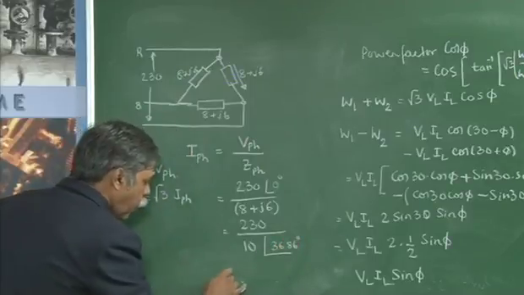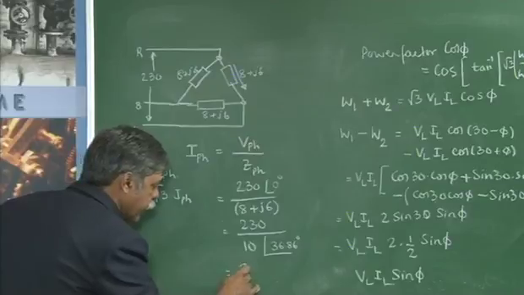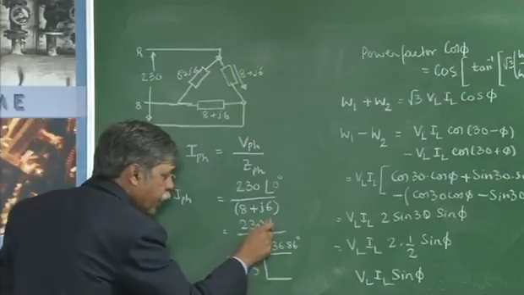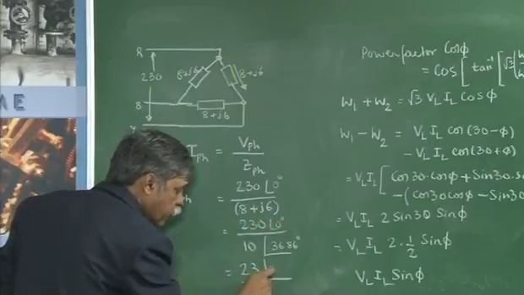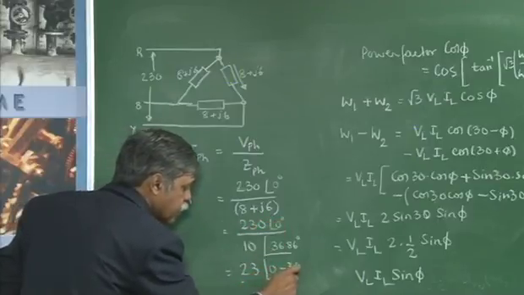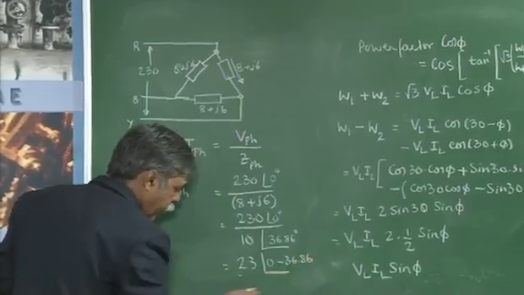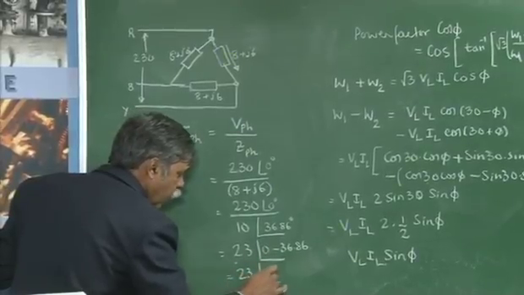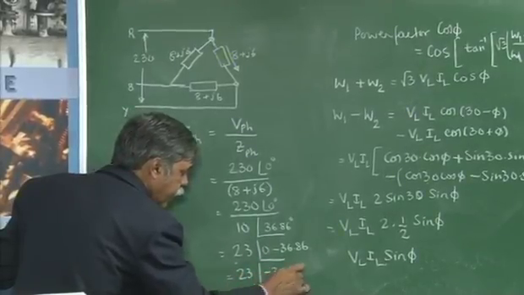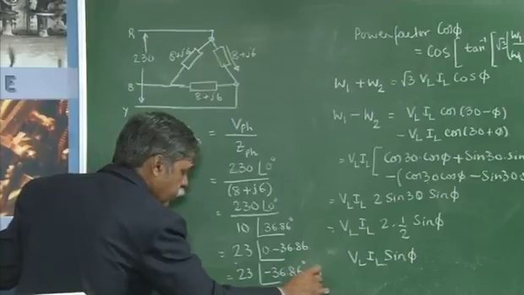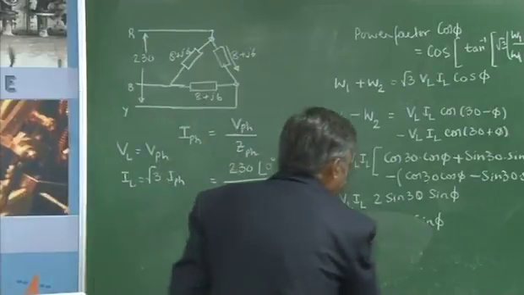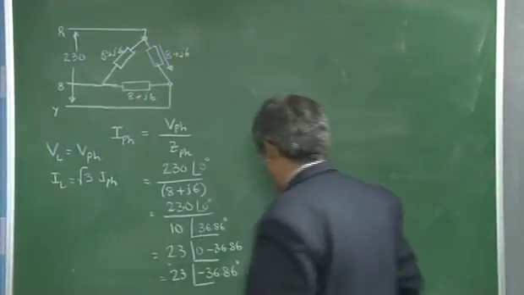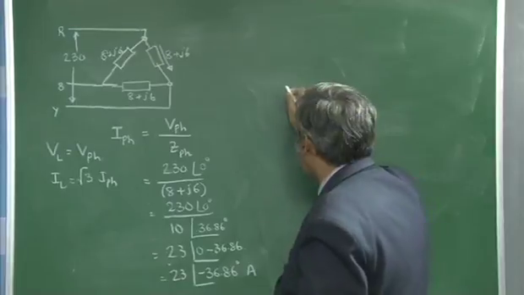Now dividing the magnitudes, I get 23 amperes at an angle of 0 minus 36.86, since the numerator angle is 0. So this gives us a current of 23 amperes at an angle of minus 36.86 degrees. If you try to draw the phasor diagram for this connection, I will draw only one phase. The same thing will also hold good for the other phases.